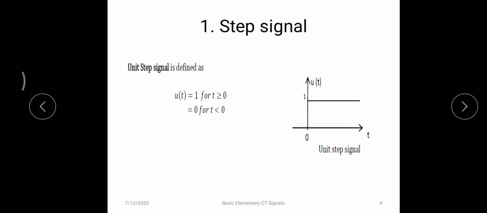It means that on the left side the value is 0, and on the right side the value is 1. If I say unit step signal, the amplitude is 1. If I say step signal, the amplitude is A. The amplitude may be 1 or 2 or 3, depending. Unit represents that the magnitude is 1. The notation is u of t, and this is the graphical representation of the unit step signal. It's a standard signal. It exists from 0 to infinity with an amplitude of 1. From minus infinity to 0, the amplitude is 0.